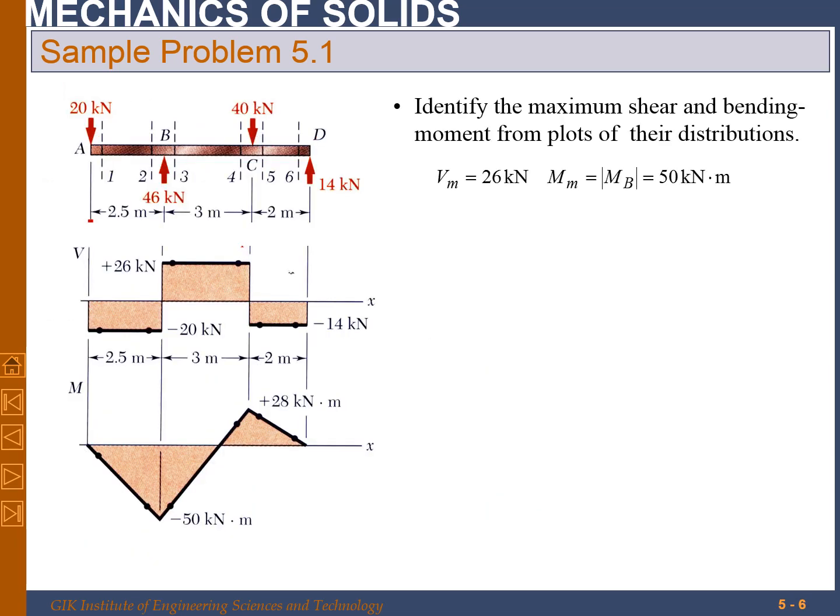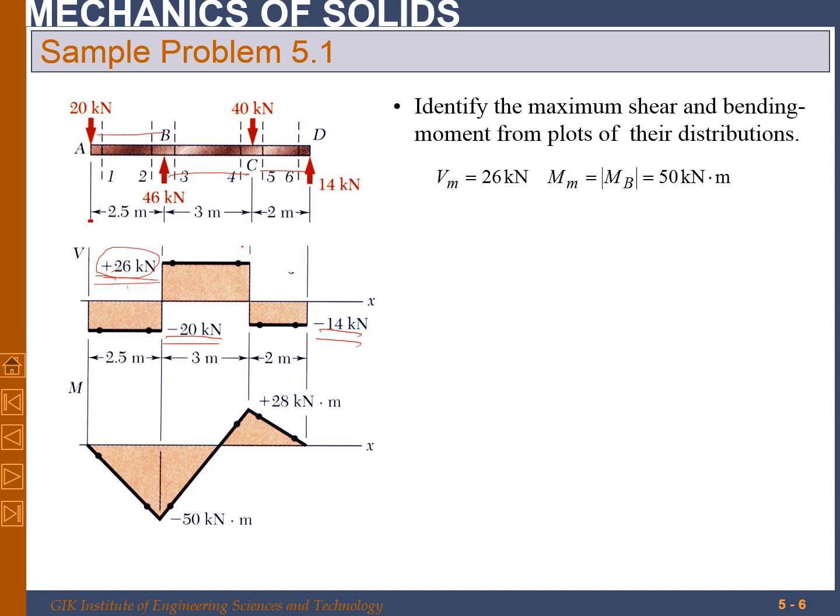Now in order to draw the shear force diagram, if you look at the previous slide, the internal shear force is constant between A and B, and that is minus 20 kilonewton. Then from B to C, it is again constant, but it's 26 kilonewton, and from C to D, it's minus 14 kilonewton.